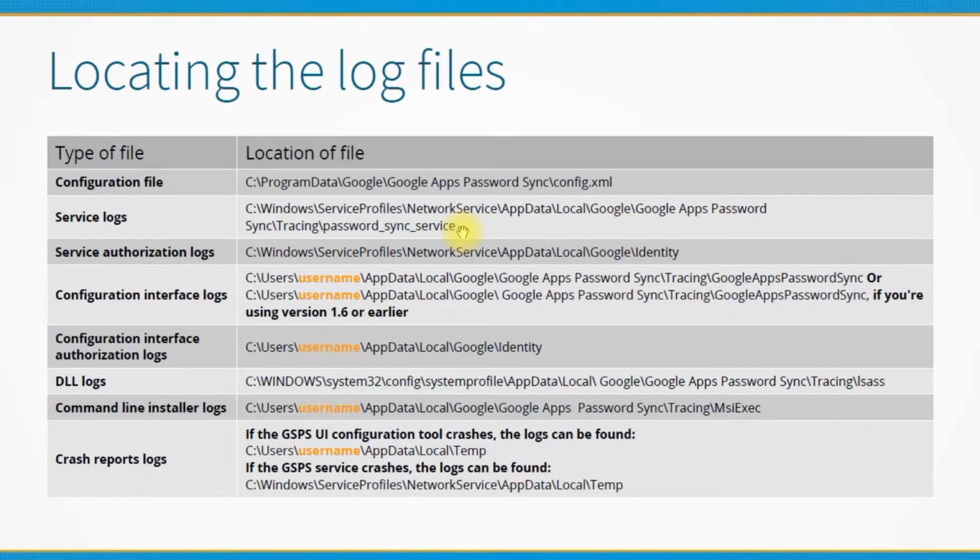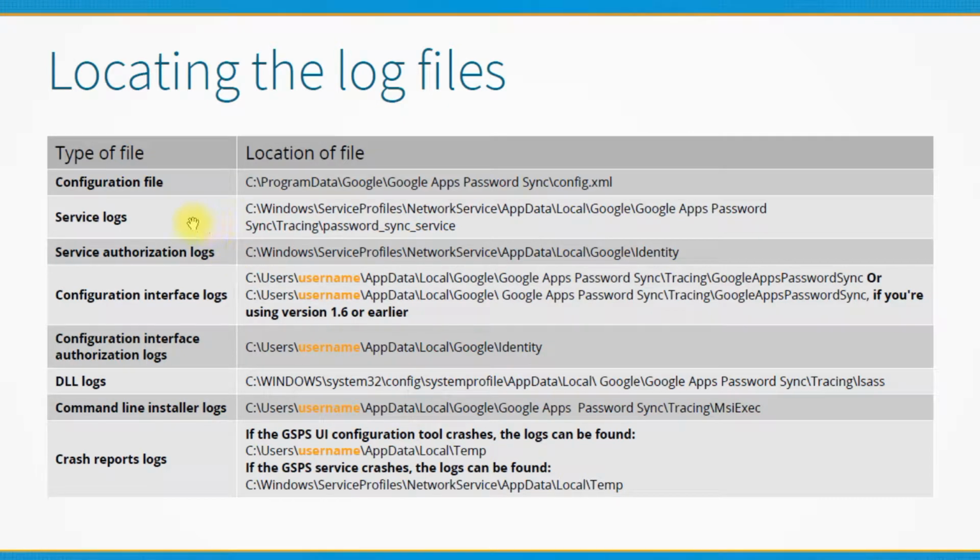You will use this file and another file, which is the service authorization logs, to find any problems in your GSPS tool. The service authorization logs is the log file that will show you if the service is having any issues or problems authorizing with the G Suite admin console. This might be useful if you are using the 3-legged authorization method, and for some reason the tool is not syncing the user passwords. Then you will have to take a look at this file, which is located in C Windows Service Profiles, Network Service, App Data Local, Google Identity, and you will find the details that are related to the authorization.